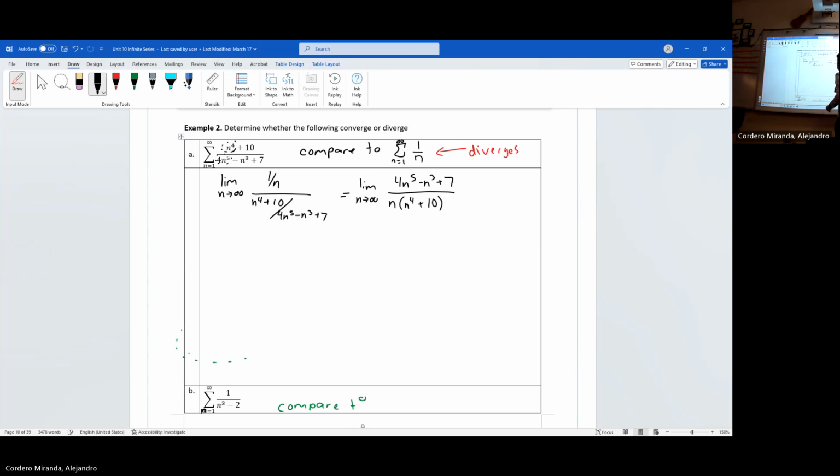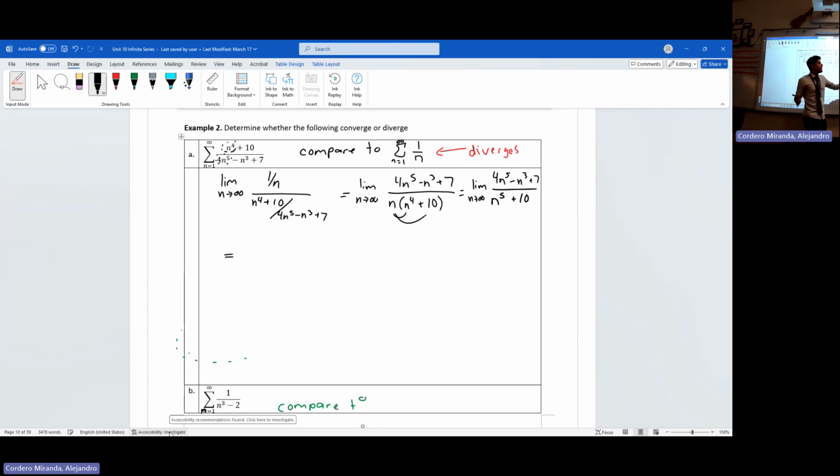Am I wrong? Okay. All right. And then if I distribute this n to make my life easier, to make it easier to compare top to bottom, I get this.